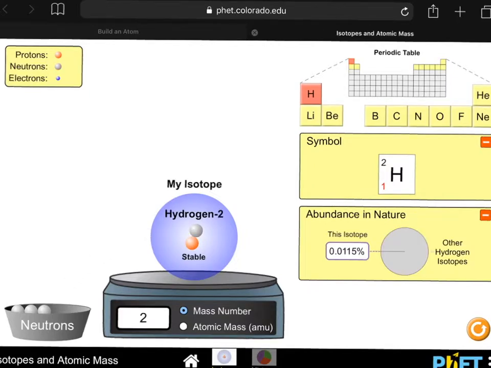If we look for deuterium, this is 0.01% of the time we'll have this different version of hydrogen. And if we added a second neutron for a total mass number of 3 to get tritium, this is so minuscule that it's just a trace isotope and it's unstable.